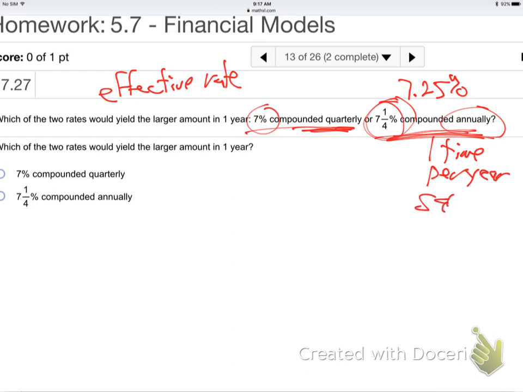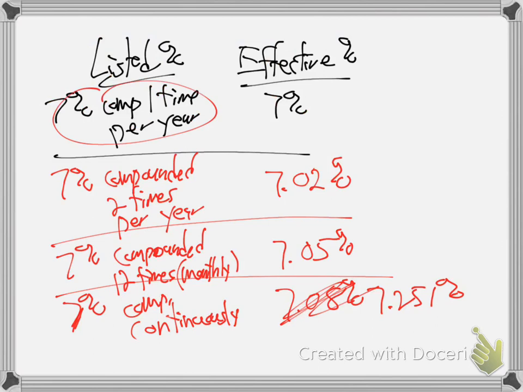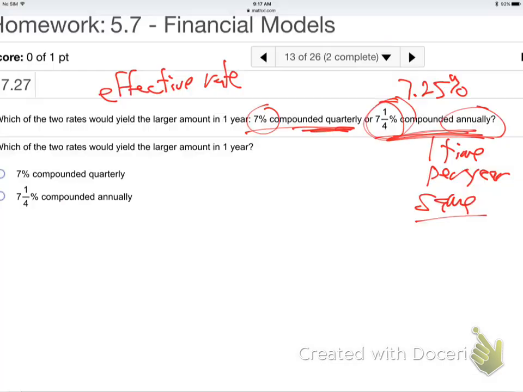It's just going to be the same, right? Remember back over here when I said if it's one time per year, it's just the same. Nothing changes. If you just compound one time a year, the listed rate is the effect. That's it. You're just doing it once a year. No magic change. So this one is 7.25 percent, no change. It's just done annually, once a year.